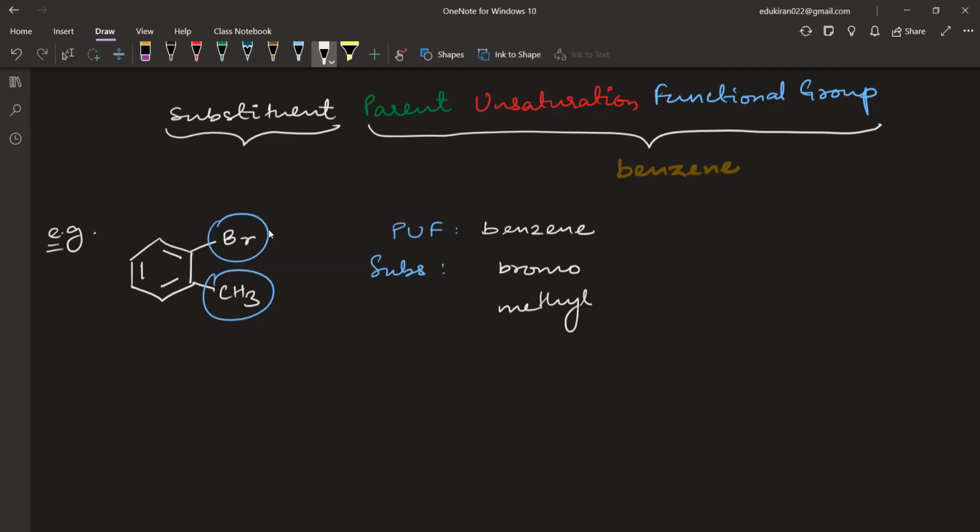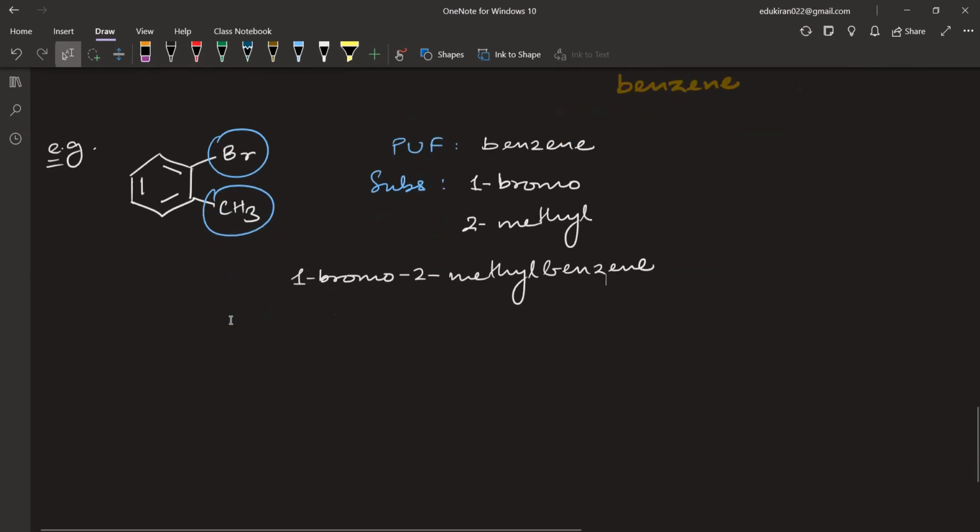Now, in order to number this, whenever you are confused with the numbering, you please do it in alphabetical order. Most of the time, IUPAC nomenclature follows alphabetical order. We can write it as one methyl or one bromo. You can number either, but since Br has B and methyl has M, we write one bromo and two methyl. So this will be 1-bromo-2-methylbenzene. Is this clear? Yes or no? Please tell me. Yes, sir. Okay.